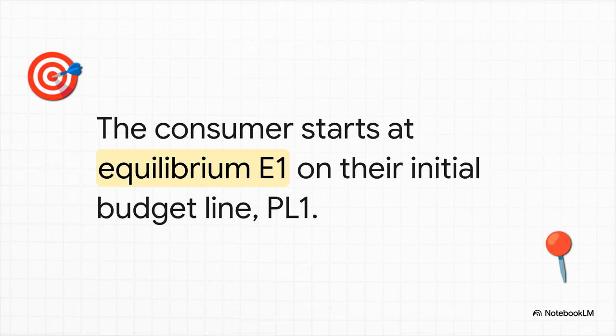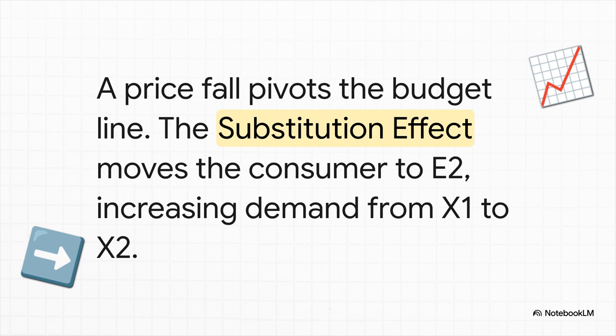Everything's stable for now. Okay, now watch this. The price of our inferior good falls. See how the budget line pivots out to PL2? Now, to isolate just the substitution effect, we slide along that original indifference curve to a new point, E2. That first jump from E1 to E2, that is the pure substitution effect. And just like we said, it makes the quantity demanded go up from X1 to X2.